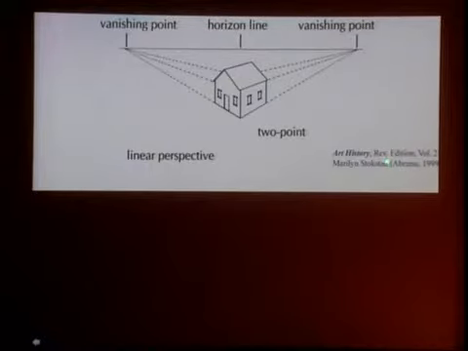Widely used textbook in art history. Our camera, in this case, is above the object. Parallel lines lead to vanishing points, and the vanishing points are on a horizon line that are at the height of our camera. I'm going to show you a photograph that I made where the camera's below.